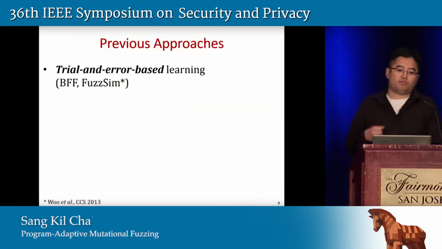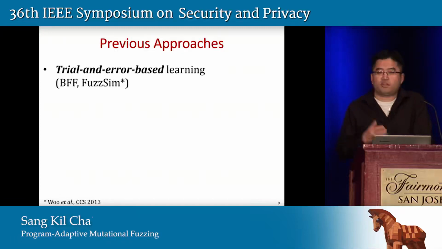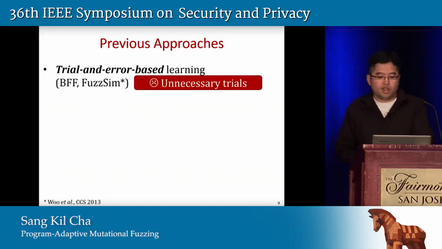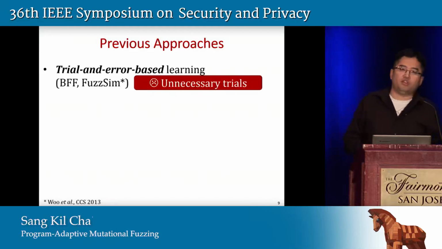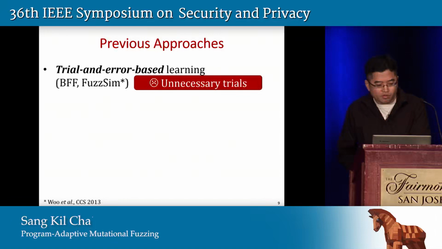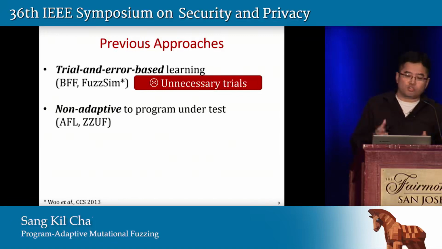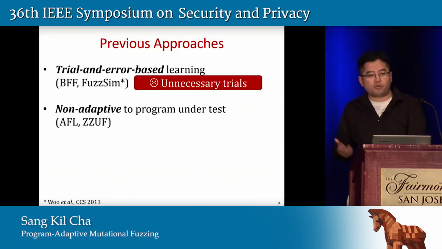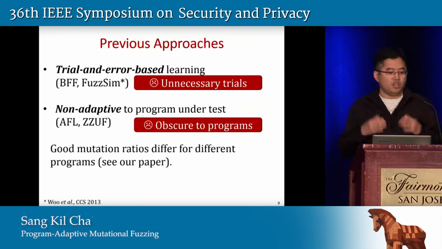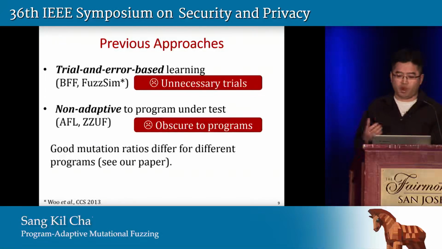There are several previous approaches to tackle this challenge. The first approach is to try several different mutation ratios first to learn which ratio works best. But as you can imagine, this approach requires lots of unnecessary trials, and the selection of different mutation ratios to try is based on arbitrary decisions. The second approach is to use a single mutation ratio regardless of the program under test, which may work for some programs, but this is not a general approach because good mutation ratios differ for different programs.